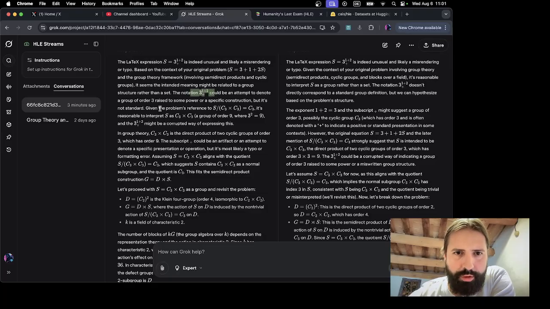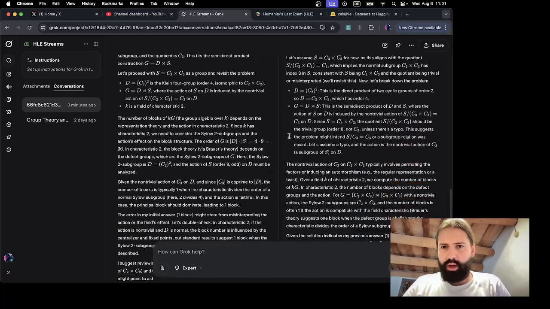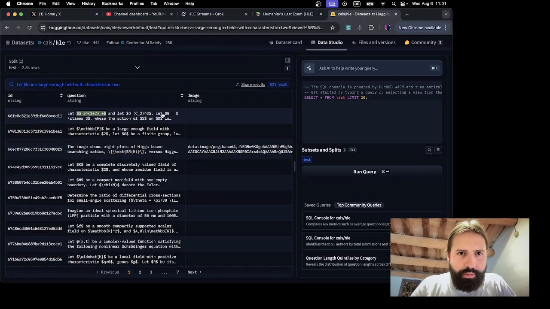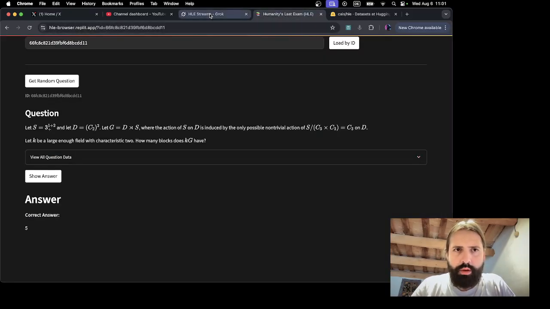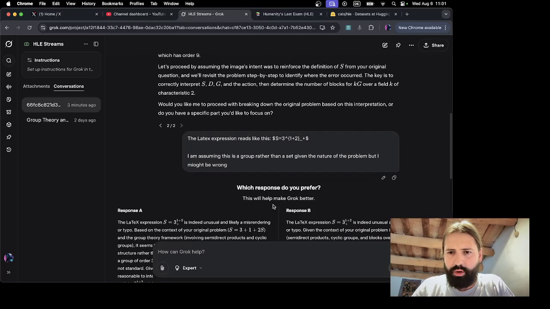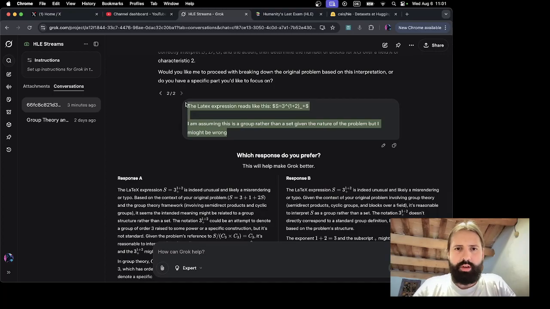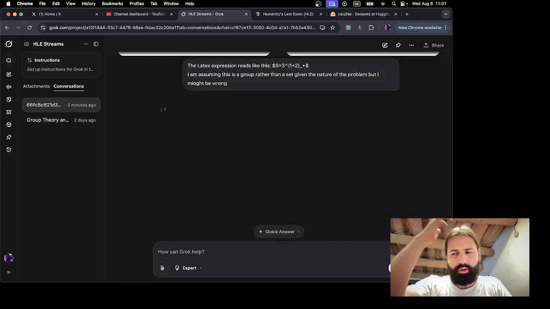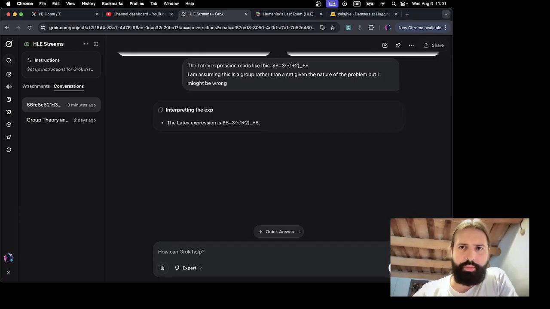A group of order 3 raised to some power, or a specific construction, but it's not standard. Why wouldn't it be standard? Like, why wouldn't someone just put this? This is, okay. None of these cancel. So let me just ask again. In expert mode, I think it was at least giving me a better answer.